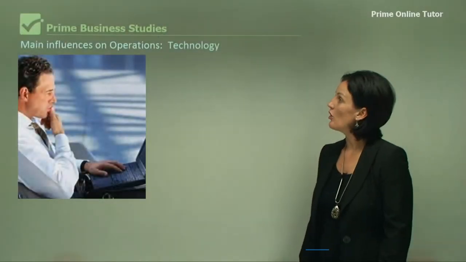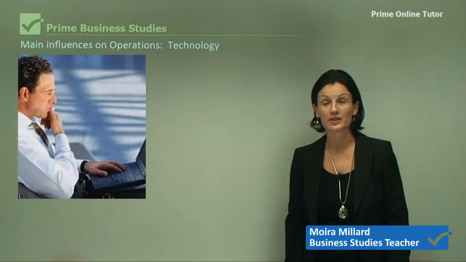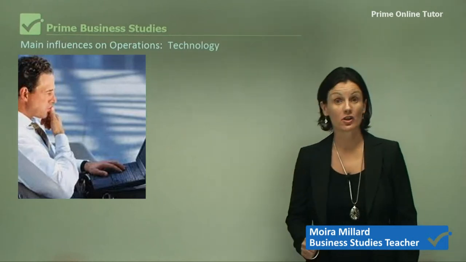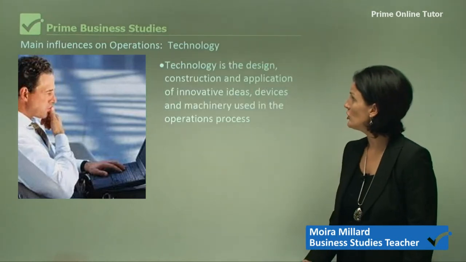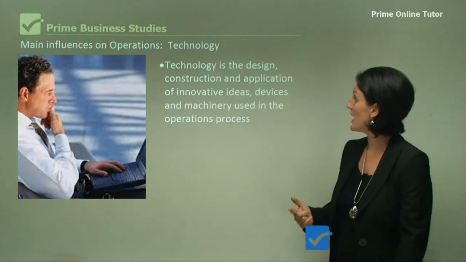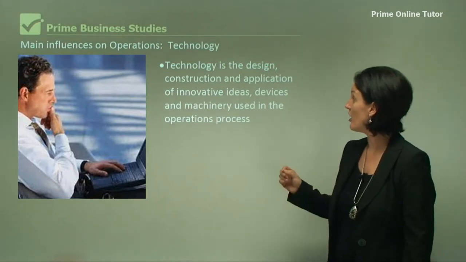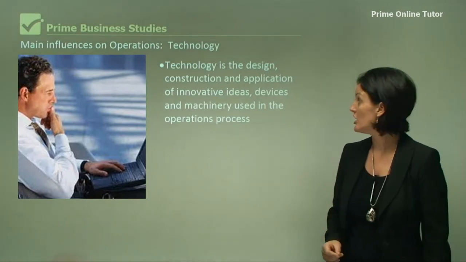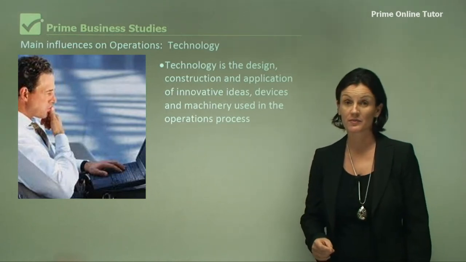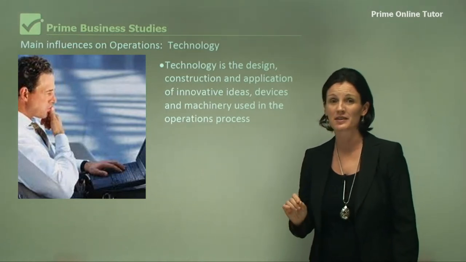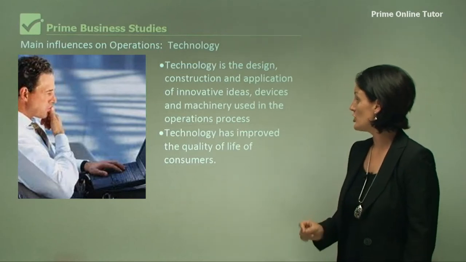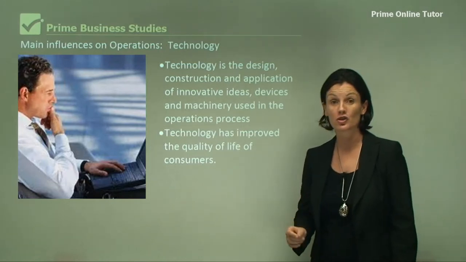So let's continue on the main influences on operations. Now we're going to look at technology. Technology is the design, construction and application of innovative ideas, devices and machinery used in the operations process. It is crucial to any business around the world. Technology has improved the quality of life of consumers.